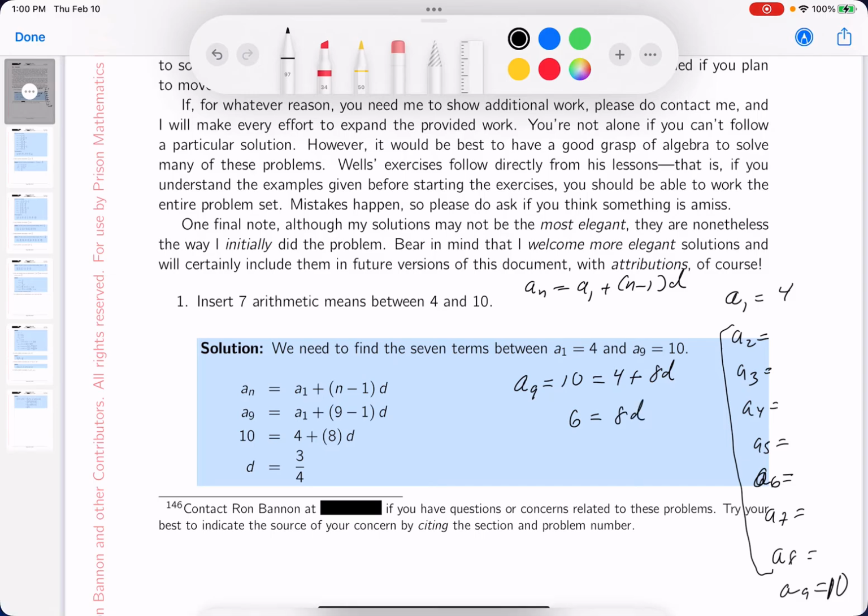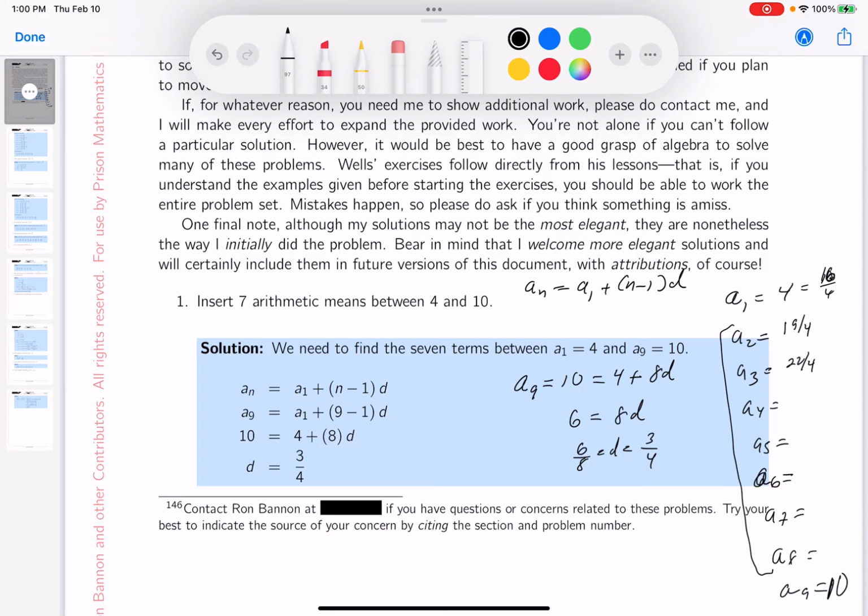And then what do you get? Let's see. You would get 6/8 equals D, and that's equal to 3/4. So the bottom line is you have to add 3/4 to every single term. So I'm going to write this down in terms of quarters now. This would be 16/4, right? Then 19/4. We're just going to count up by 3.